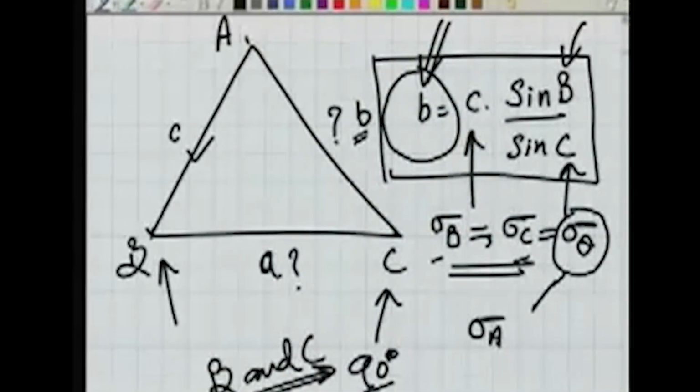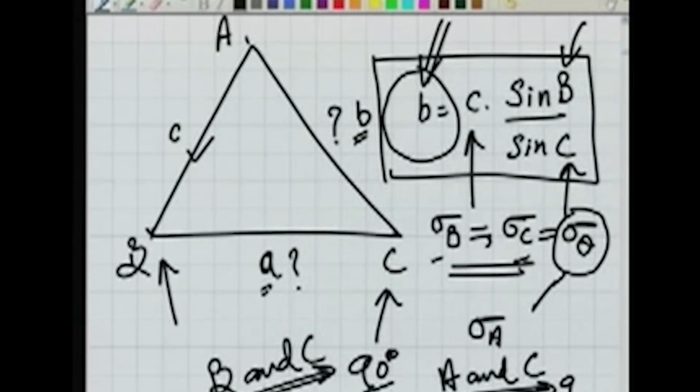Well, that is really not possible practically. The other way around. Right now we are computing b. If we compute a, we will end up with a situation that angle A and angle C both should approach 90 degrees.